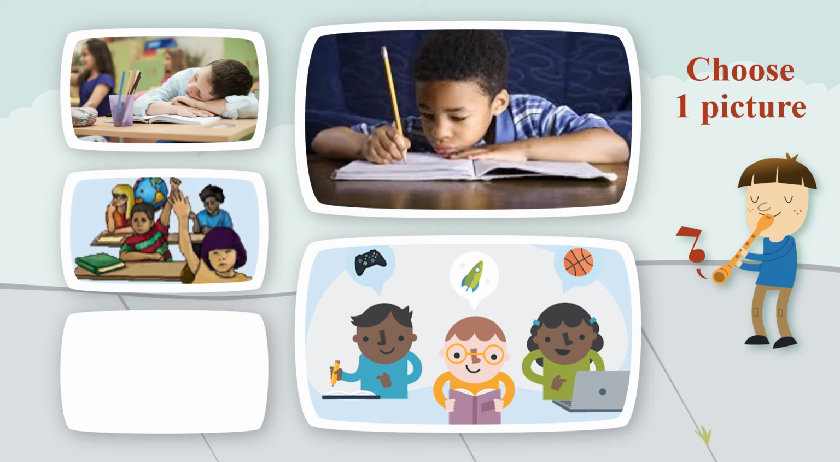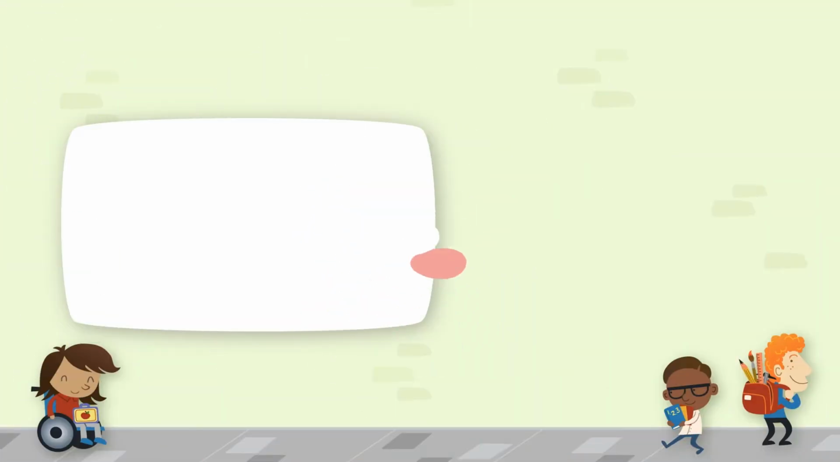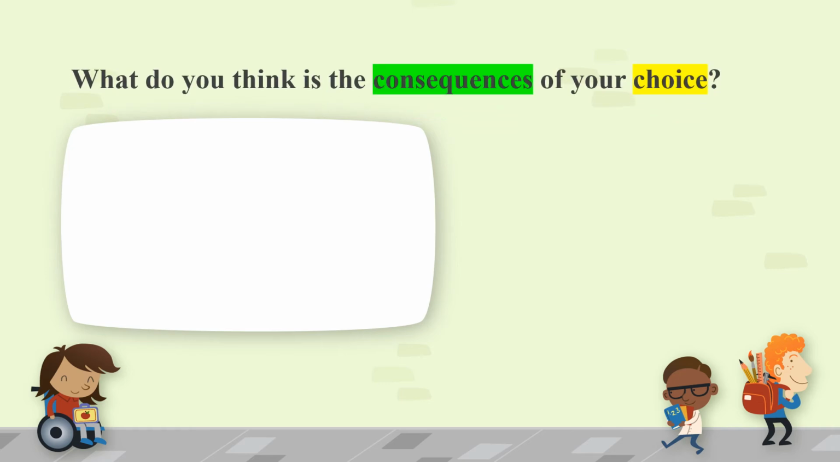Next one, asking questions. If you don't understand in class, you choose to ask questions. And then lastly, talking to your friends, saying hi to other people. Especially when you are in school, maybe you just transferred, to get to know your friends, saying hi. Okay, so from these 5 pictures, I want you to choose one picture, and then after you choose the picture, I want you to think, what is the consequence of your choice, the picture you choose.